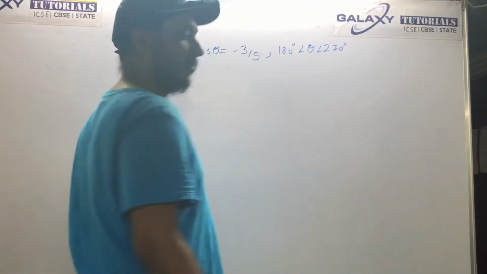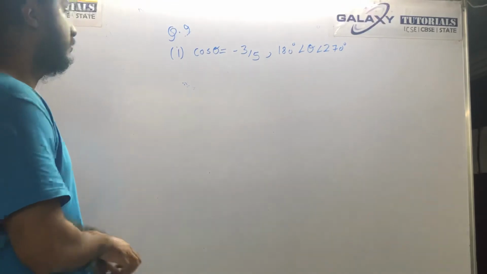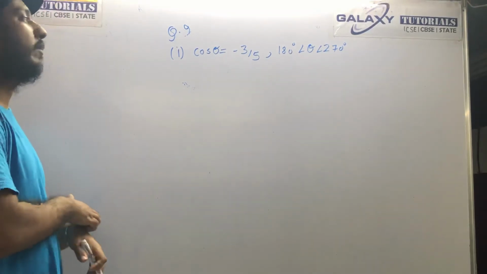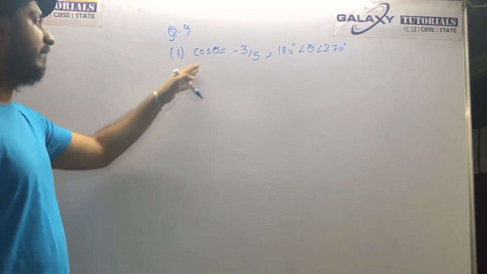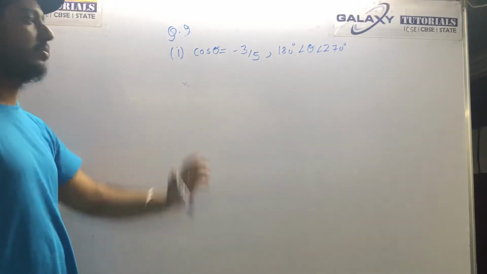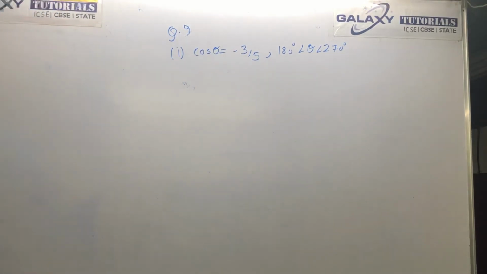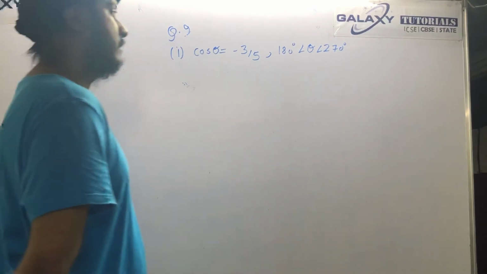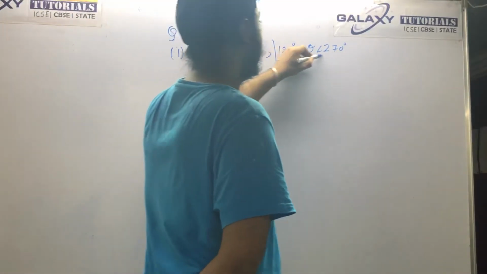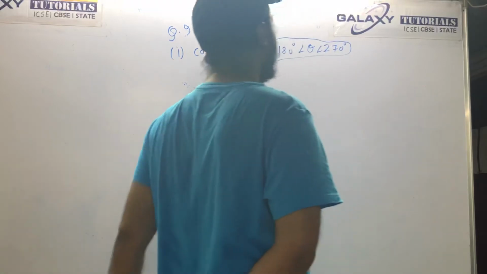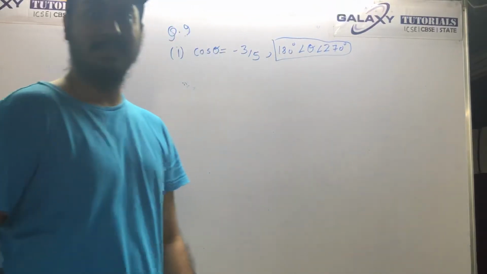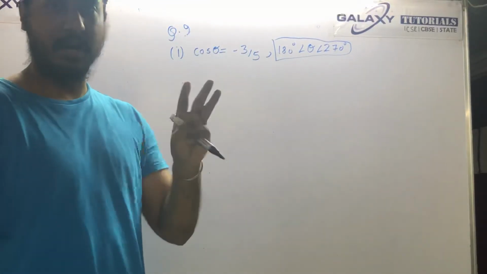What have they asked us in the question? They have asked us to find all the trigonometric functions. They have only given us one function, and that is cos theta, and the rest of the functions we have to find on our own. See, here also he has given us the angle 180 to 270. Which quadrant is that? That is the third quadrant.